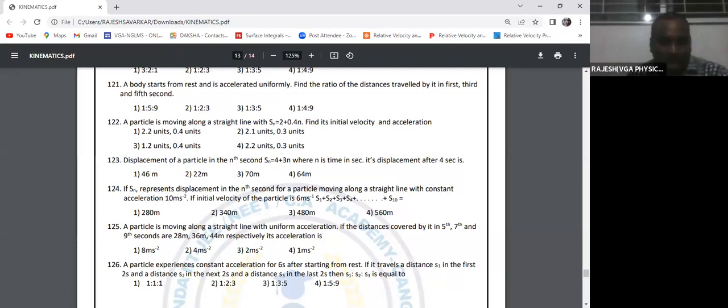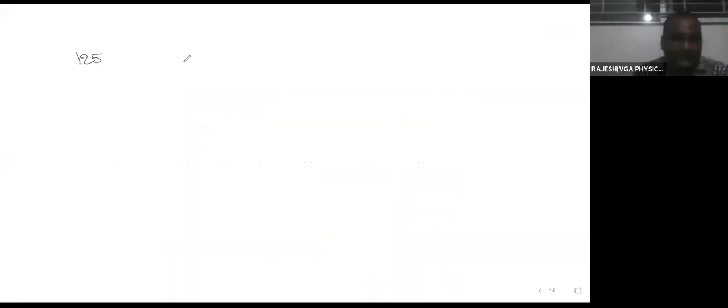125. If the distance covered by it in 5th, 7th, and 9th seconds are 28, 36, and 44, the accelerations are. So, equate two equations. 5th second, the distance traveled is. A little bit of calculation is required. U plus a by 2, 5th and 7th and 9th. 5th means a by 2 of 9. That is given as 28.